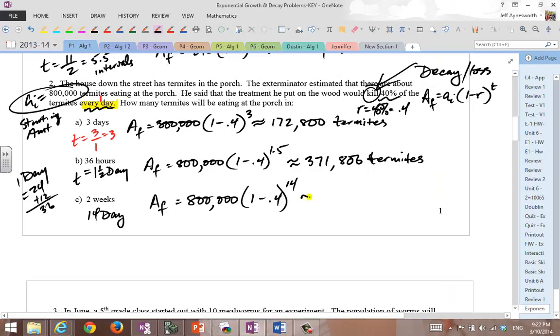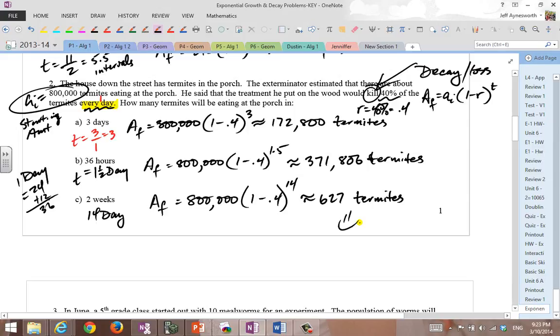All right, and we have only about 627 left. Okay, 627 termites left, which is good for you if this is your house. We started off with 800,000. After 2 weeks, you only have 627 left. You're looking good. This is a good thing.